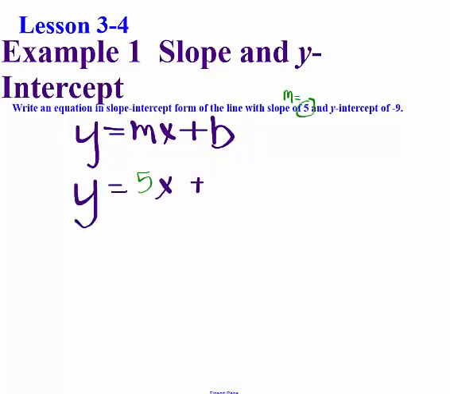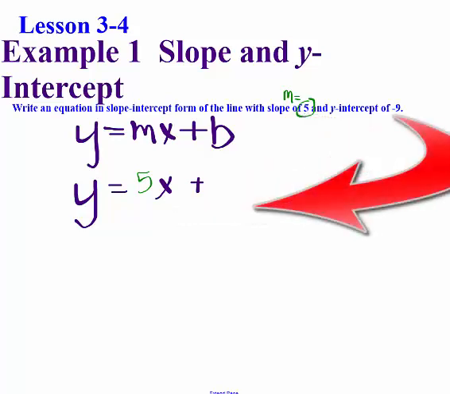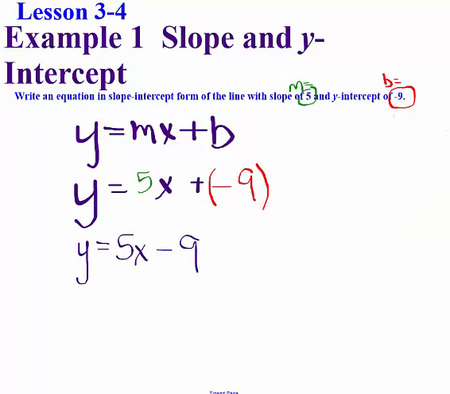Our slope, which is m, is 5, so I'm going to replace the m with 5, and my y-intercept, which is my b, is -9. So I could rewrite my equation as y equals 5x minus 9.